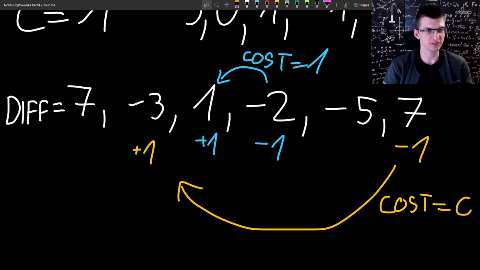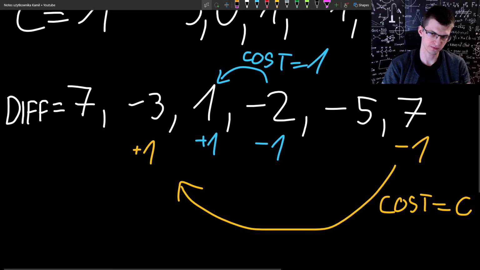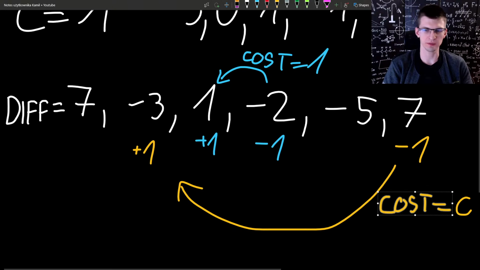Let's focus on the problem. I like this new interpretation. And the goal is to take this sequence of differences and to change it to a sequence of zeros. If C was 1, then the cost would be the same, and then again, it would be just about, let's say, the sum of positive values here.